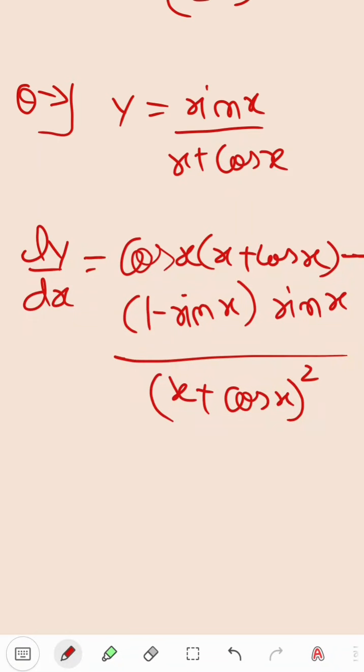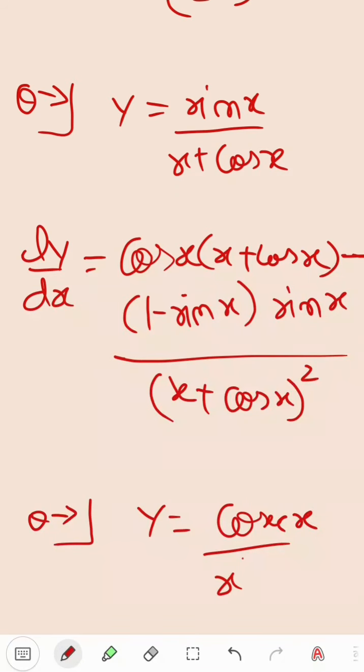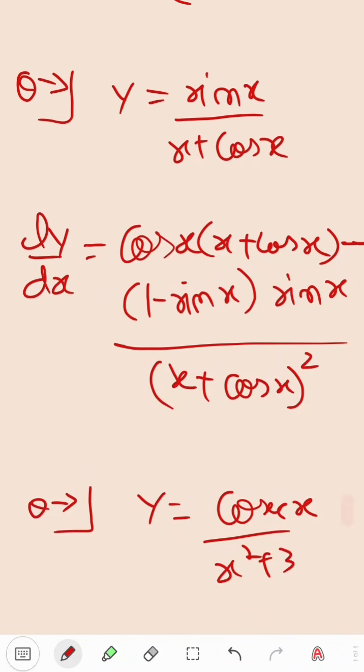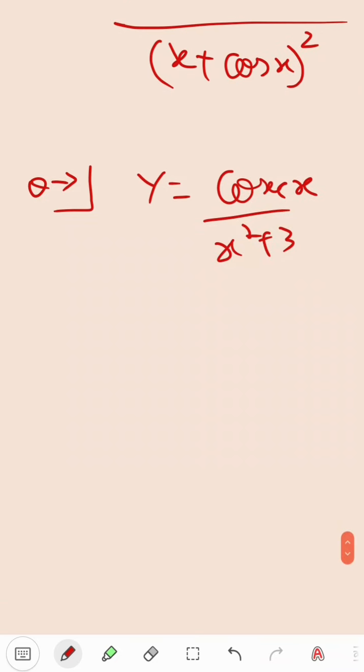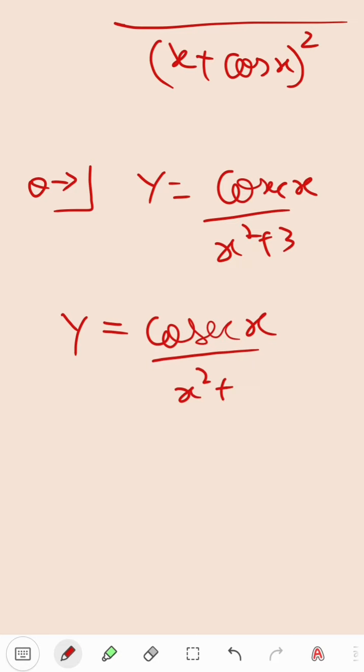Okay, let's try one more and then we will finish our lecture. So y equal to cosec x by (x square plus 3). All these types are similar, but just for practice it will be much better if we try more and more questions. So let's solve this one. Y equal to cosec x by (x square plus 3). So our first function is cosec x and the second function is x square plus 3.